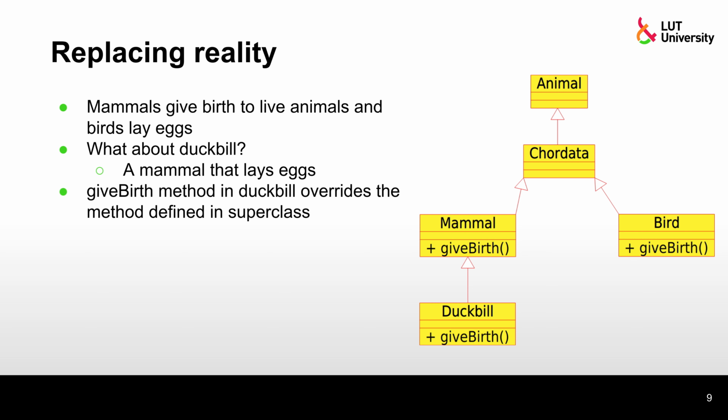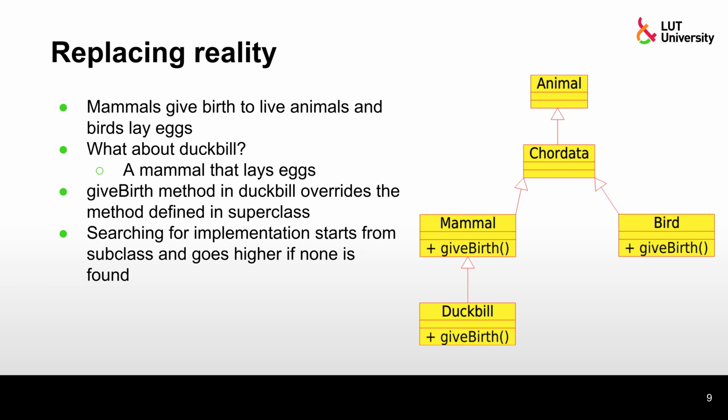Basically, we build a give birth method in the duckbill that overrides the method defined in the superclass, the mammal. So mammal gives birth to live animals, but then we have a duckbill which has this give birth method which will override the mammal method. And searching for implementation always starts from the subclass, and then it goes higher if no implementation is found. So if the duckbill did not have a give birth method, the compiler would try to find it in mammal. If it were not in mammal, then in chordate, and finally in animal. But as it is found in duckbill, it will use that method and will never reach the mammal version of give birth.